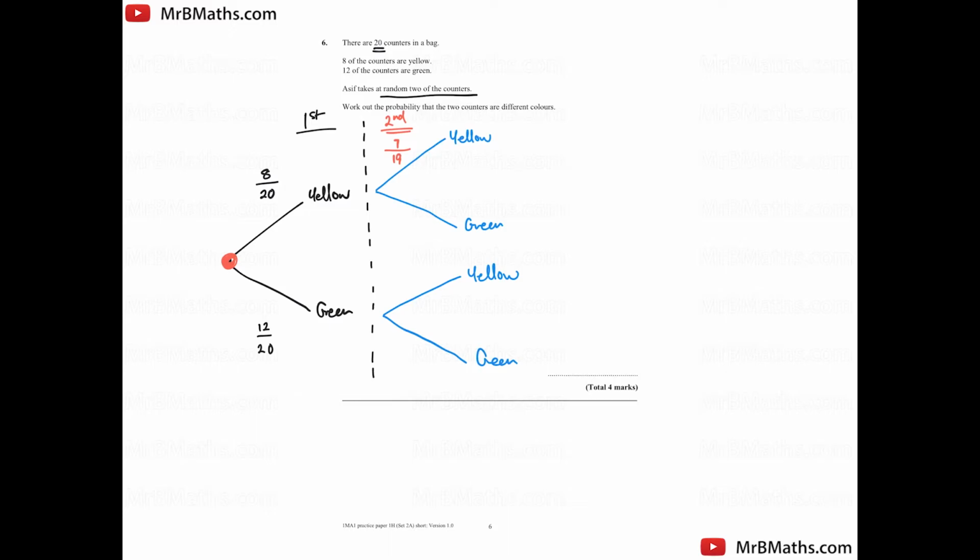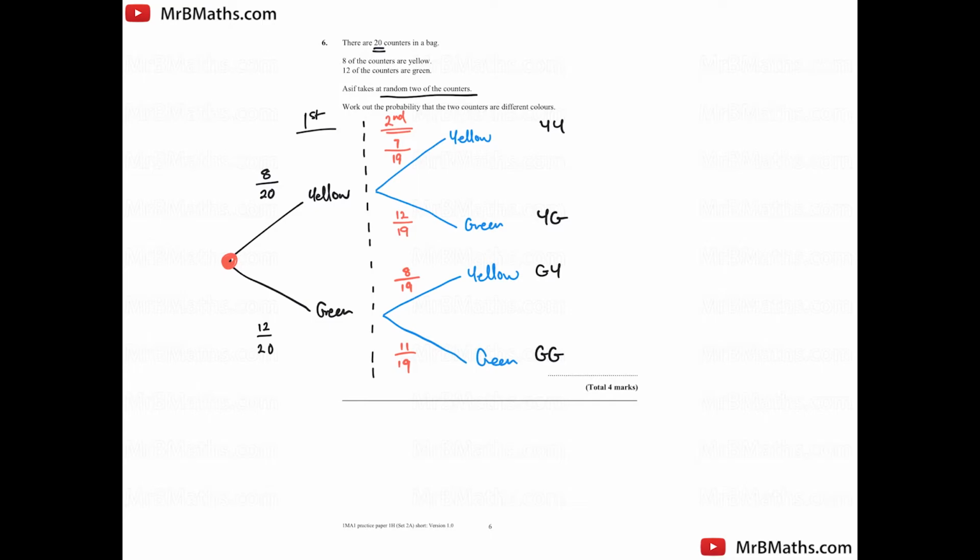So let me just get rid of that path. So this will be 12 out of 19. Okay, now if I go for this bottom section here where the green has been chosen, the yellow will stay at 8, but it will also go to 8 over 19. But because through this path the green has been chosen, this goes to 11 out of 19. So I end up with my choices here of yellow, yellow, yellow, green, green, yellow, and green, green.